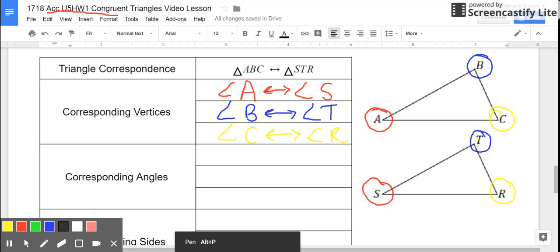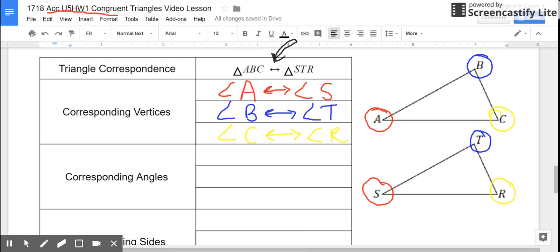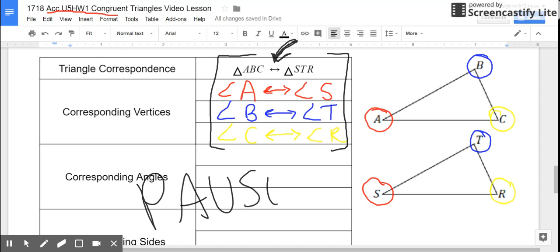Please note a couple things. One, this symbol here, a little line symbol that looks like it has arrows on both ends, that's the symbol that I use to mean corresponds to. Secondly, if you notice, ABC is on the left, and every time I put A, B, and C on the left, and STR is on the right. So I've labeled the vertices for you. I'd like you to label the corresponding angles and corresponding sides. So please pause the video right now and complete this section. When you're done, please resume the video and you'll see the answers.